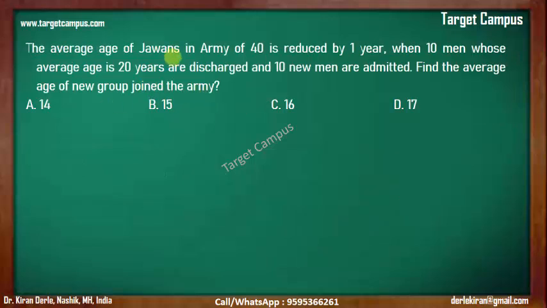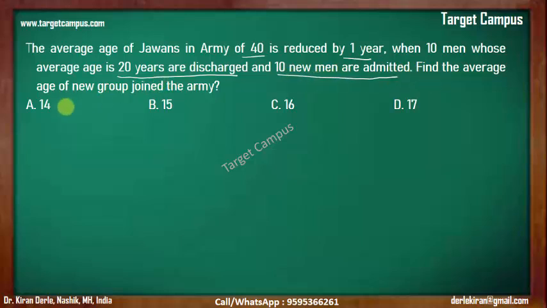The average age of Jawans in an army of 40 is reduced by 1 year when 10 men whose average age is 20 years are discharged. Okay, and 10 new men are admitted.